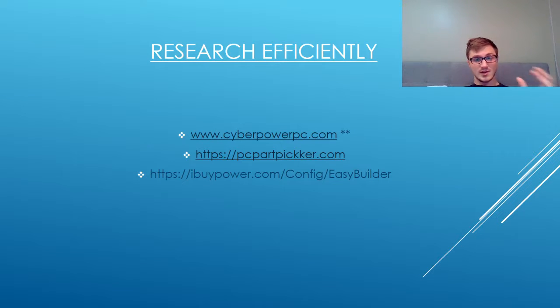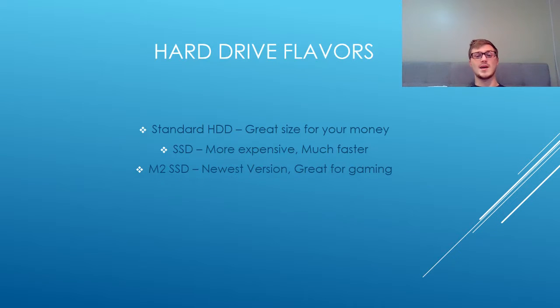So what you want to start doing is you want to research efficiently to begin with. There are a couple sites that you can use. CyberPower PC is a personal favorite of mine. That's why I started it in the presentation for you. PCPartPicker, excuse me, and also iBuyPower are great. They will allow you to choose different boxes and then show you price differences and only allow you to choose parts that are compatible. So that's the way to go.